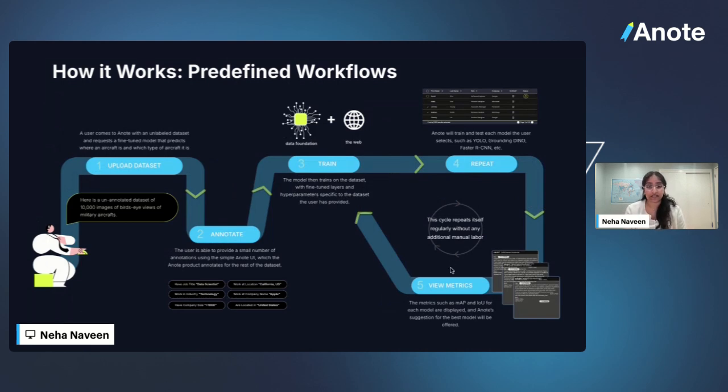And at the end of the cycle, there should be an option where the annote product will let them view metrics. So metrics such as the mAP score, the IOU, precision, recall, maybe F1 score for each model are displayed. And annote can come up with a suggestion for the best model that is offered for this particular data set that the user has provided. Or the user can select which model he or she best thinks fits.